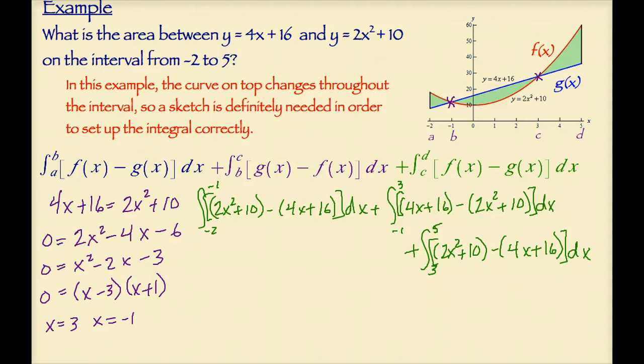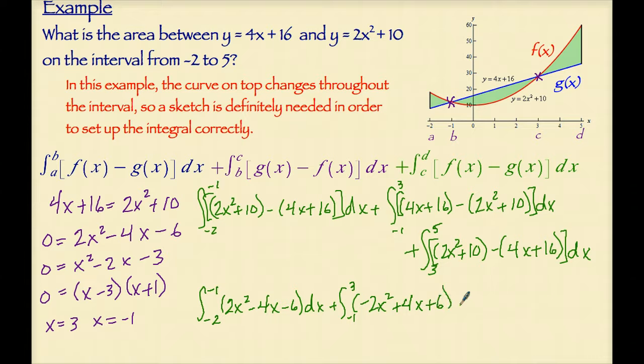Now let's combine like terms in the integrands. In the first integral, we'll have -2 to -1, 2x squared minus 4x minus 6 dx. In the second integral, from -1 to 3, we'll have -2x squared plus 4x plus 6 dx. And in the third integral, from 3 to 5, we'll have 2x squared minus 4x minus 6.